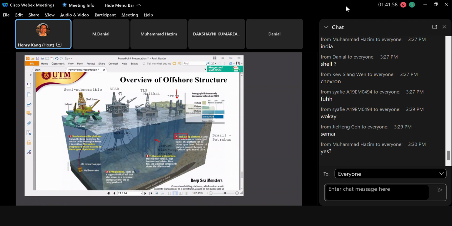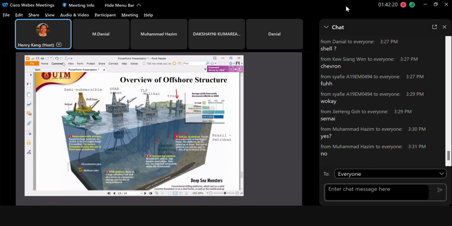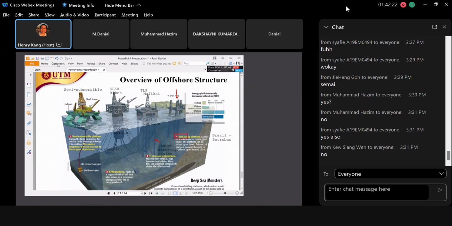Do we have a spar in Malaysia? The answer is yes. This one is not in the exam, so do not worry, just for information sharing. Do we have semi-submersible in Malaysia? Ada tak? Yes. We have semi-submersible in Malaysia. The name is Kumusut.